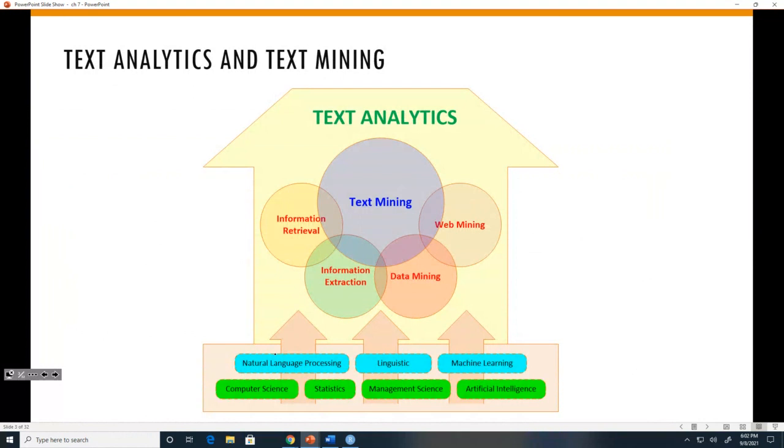So text analytics and text mining. The diagram shows a relationship between text analytics and other aspects of analytics that you can see on the bottom. The many different areas that feed into the text analytics arena include natural language processing, linguistics, machine learning, computer science, management science, artificial intelligence. Machine learning and artificial intelligence are kind of one and the same for what we do in this class. And then up here, text mining is the bulk of what is in text analytics, along with the related aspects of information retrieval. So that's using basically text mining to pull documents, whereas the other ones are a little deeper. And we'll talk about the differences where those two break.